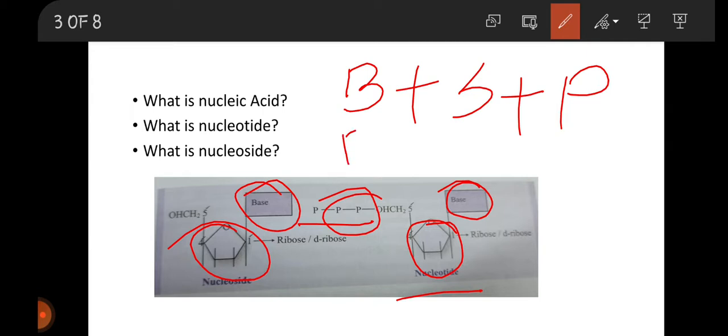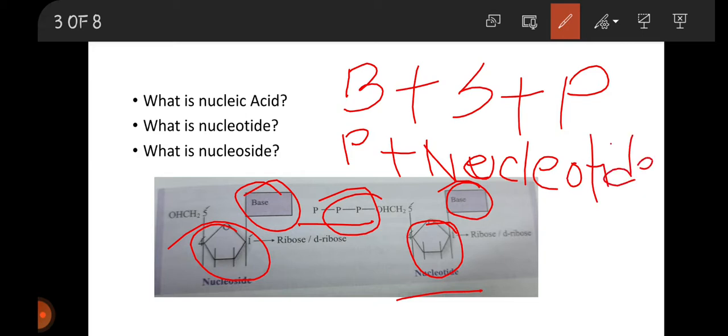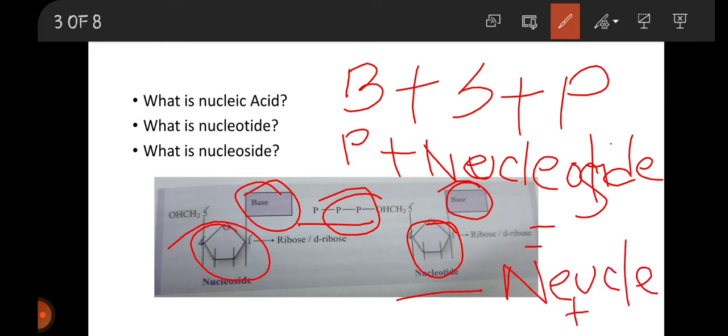So I can say that a phosphate with a nucleoside will be a nucleotide. I think you have got that. Okay, so we'll move to the next slide.